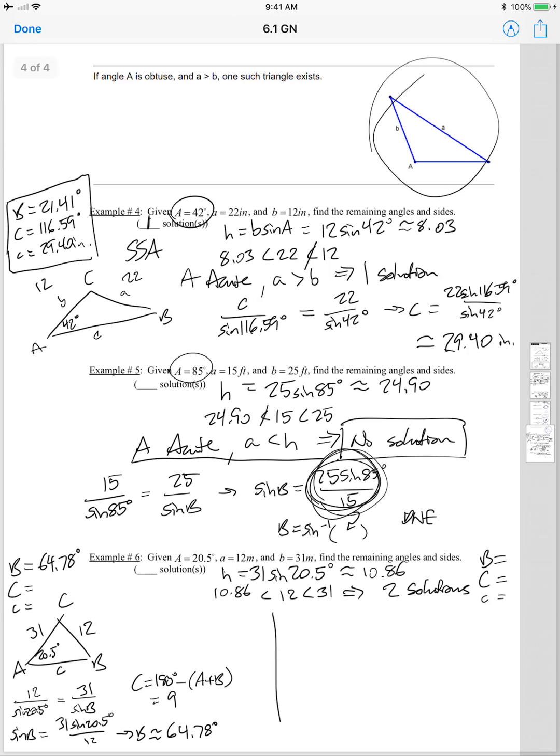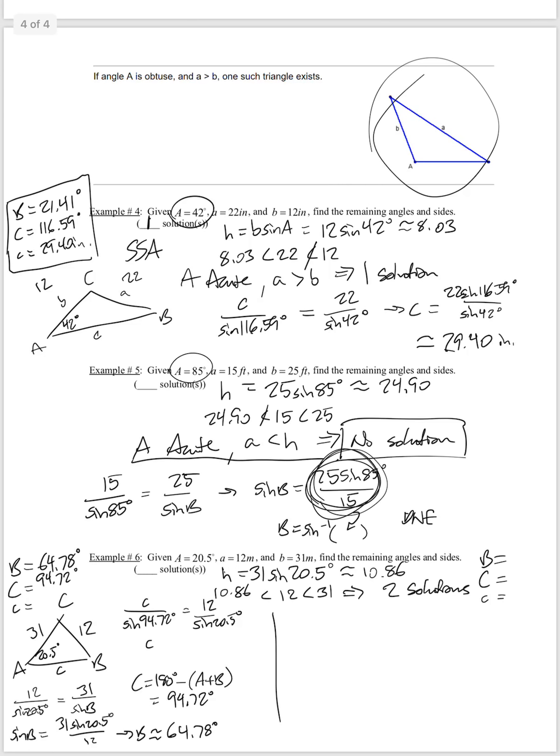Which is about 94.72 degrees. And then from there, I can set up my ratio to solve for side length C equals, let's do A over the sine of A. So C equals 12 times the sine of 94.72 degrees over the sine of 20.5 degrees. Plug that into a calculator, and you get 34.15 meters.